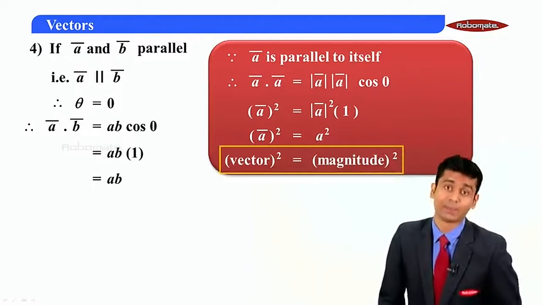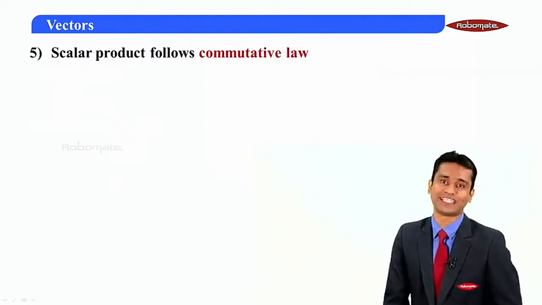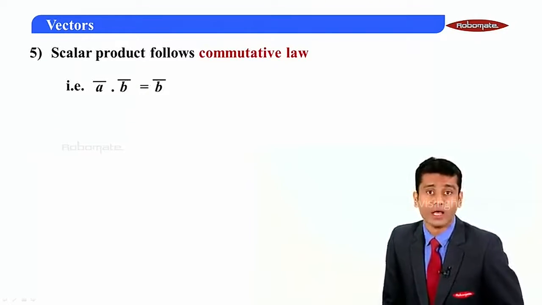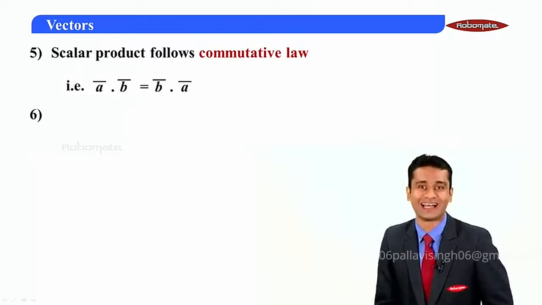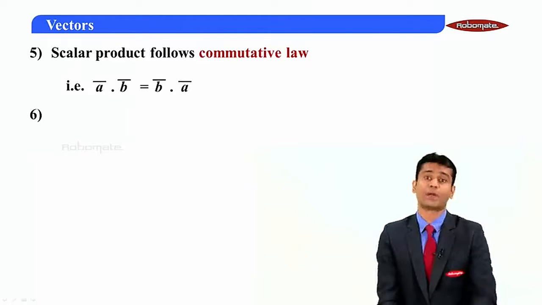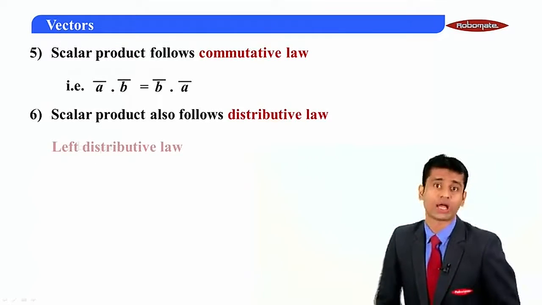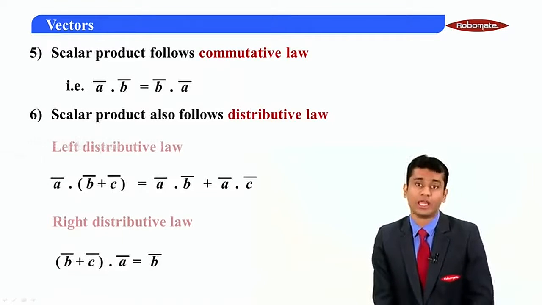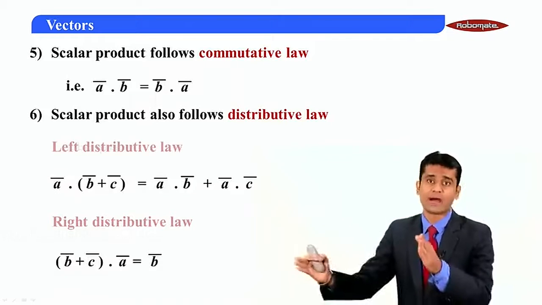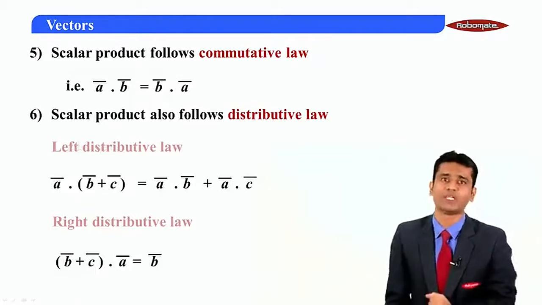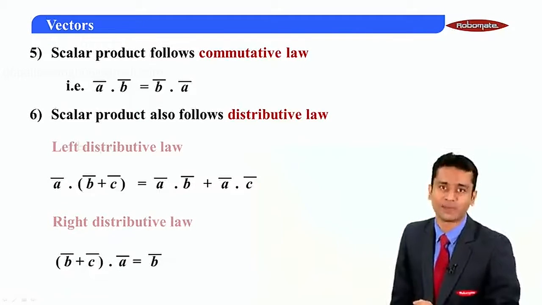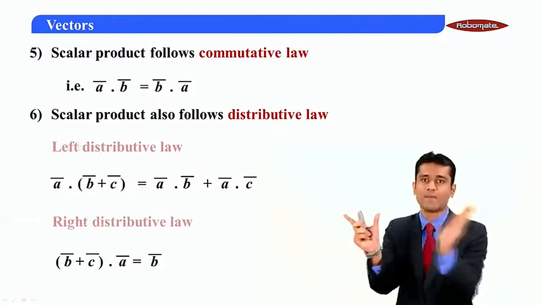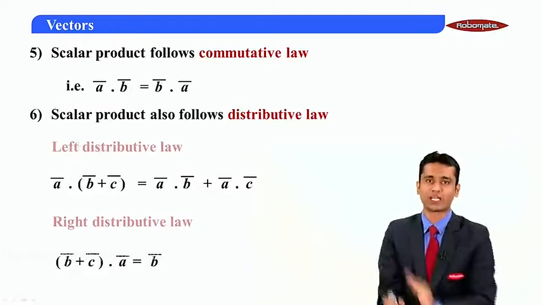There is another property called the commutative law. Yes, you do A bar dot B bar or B bar dot A bar, you will get the same scalar, the same answer. Another property is the distributive law. There are two types of distributive law: left distributive law and right distributive law. In left distributive law, you can see A bar is multiplied from the left. It's just like opening the bracket. A bar dot (B bar plus C bar) is A bar dot B bar plus A bar dot C bar, and (B bar plus C bar) dot A bar is B bar dot A bar plus C bar dot A bar.